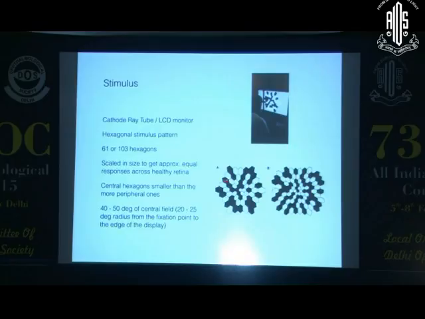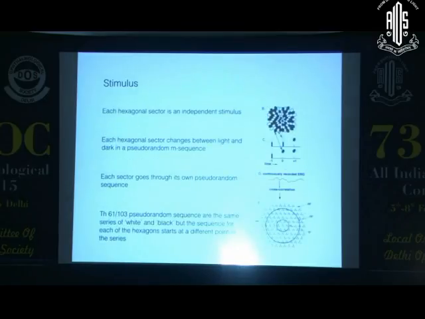These are scaled. What scaled essentially means is the central ones are a little smaller than the peripheral ones, essentially done to get a similar sized waveform from all areas. If they were the same size, then the central area, because of more cones and more functionality there, would give a much larger waveform. So it is scaled to get similar waveforms throughout. It covers about 40 to 50 degrees of the central field, a little more than your visual field.